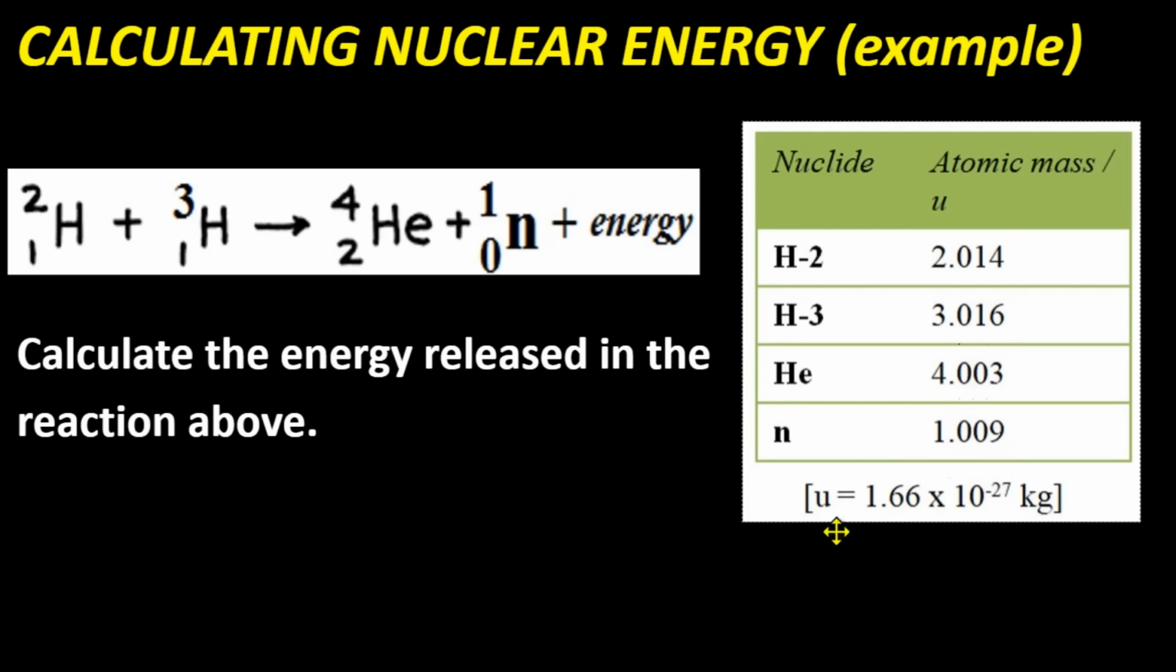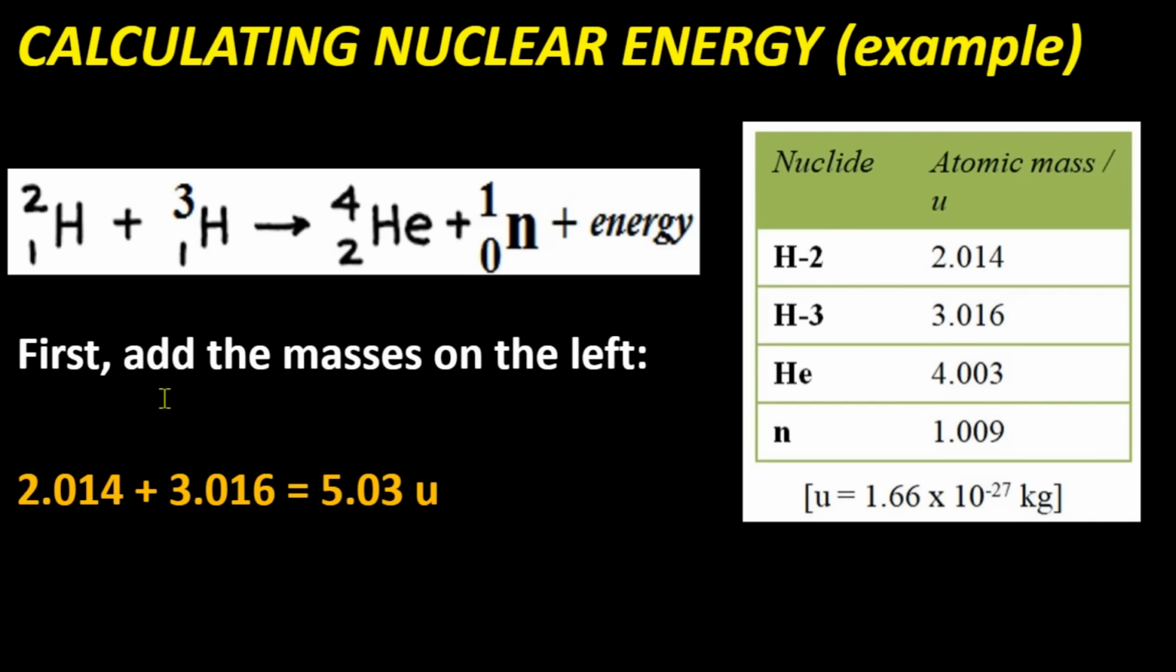Now we're going to see each unit U, which is not a standard unit, is equal to 1.66 by 10 to the power negative 27 kilograms. Don't worry about that too much right now. So what we're going to do is we're going to calculate the energy released in the reaction above. This is how we do it step by step.